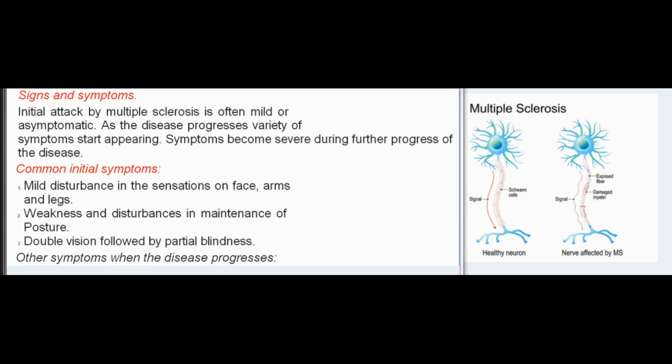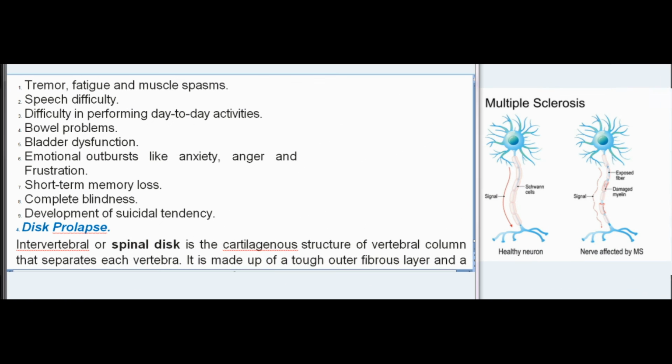Other symptoms when the disease progresses: tremor, fatigue, and muscle spasms. Speech difficulty. Difficulty in performing day-to-day activities. Bowel problems. Bladder dysfunction. Emotional outbursts like anxiety, anger, and frustration. Short-term memory loss. Complete blindness. Development of suicidal tendency.